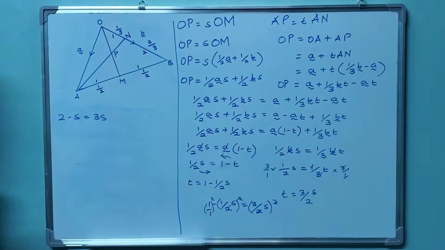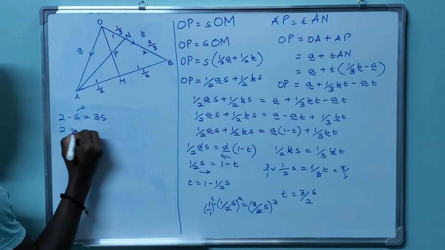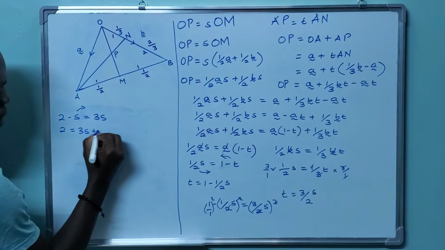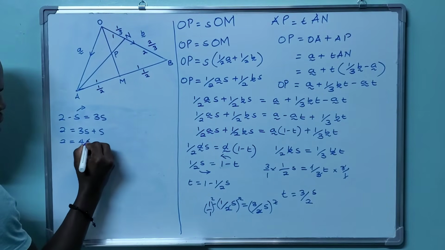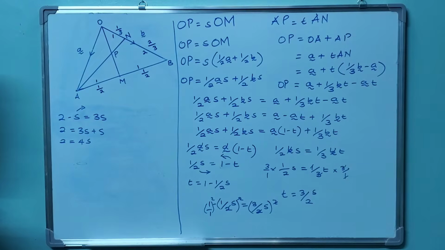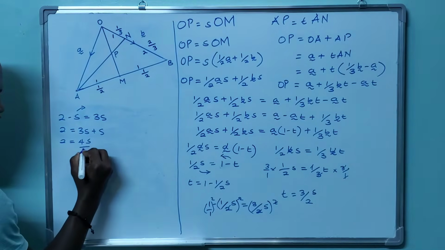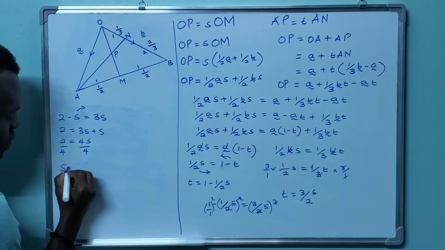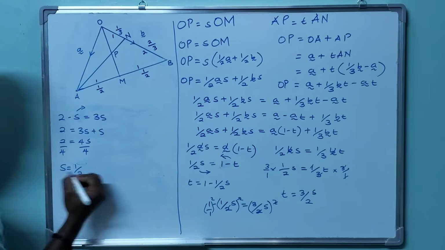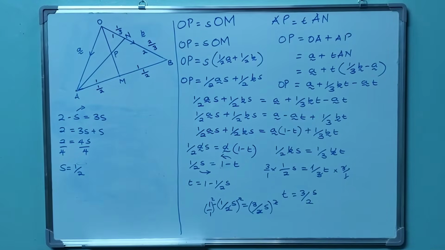I can get the value of s there. I'll take that s to the other side, it will be a positive. So I'll have here 2 being equal to 3s plus s, whereby I'm going to have here 2 equals 4s. If I want to get the value of s, I divide by the coefficient of s, which is 4. So divide there by 4, divide there by 4, which means s, in my case here, is going to be a half. So I've gotten the value of s.